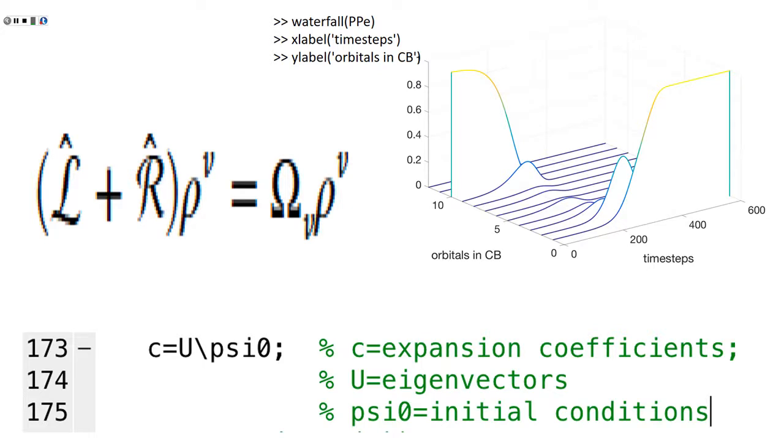So the Liouvillean plus Redfield acts on the density matrix eigenvector. The density matrix eigenvector gives this eigen frequency and, again, the eigenvector. After we get these eigenvalues and eigenvectors, we need to match initial conditions. So this solution will be universal for any initial conditions.